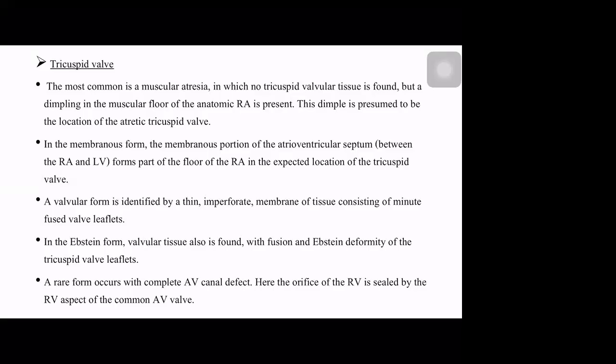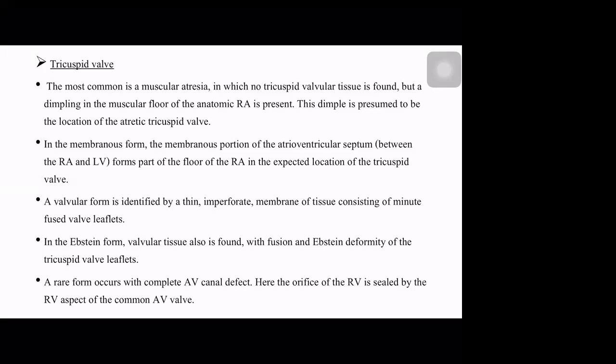Then comes the membranous form. In the membranous form, the membranous portion of the atrioventricular septum between the RA and the LV forms part of the floor of the RA in the expected location of the tricuspid valve. Then a valvular form, which is identified by a thin imperforate membrane consisting of minute fused valve leaflets. Then a rare Epstein form, where valvular tissue is found with fusion and Epstein deformity of the tricuspid valve leaflet.